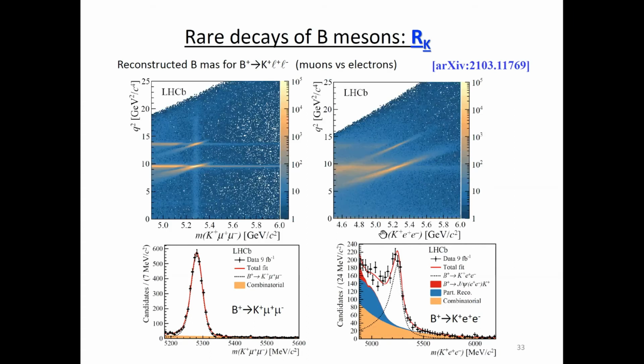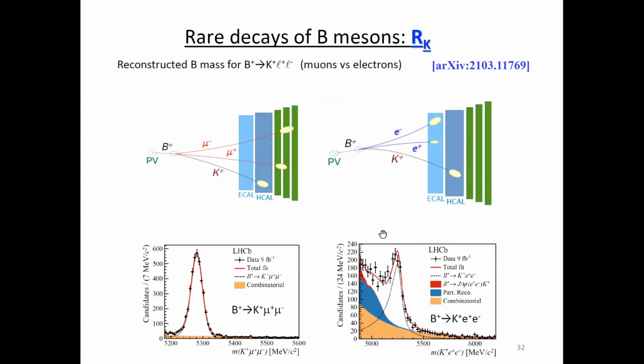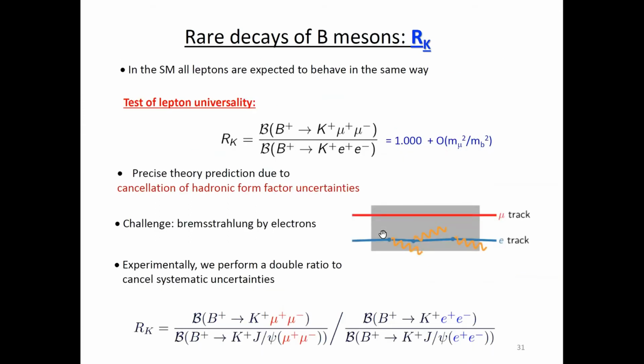Okay. So there's a question from Anshika in the chat about the double ratio. Could you just describe a little bit about why this is experimentally advantageous?